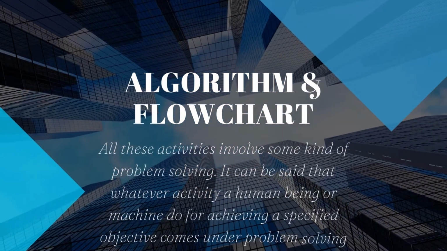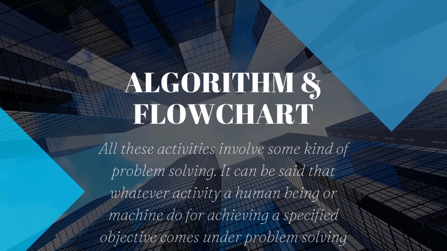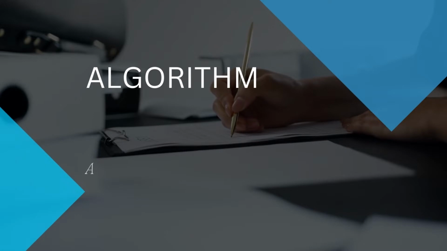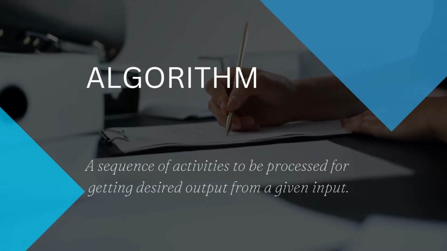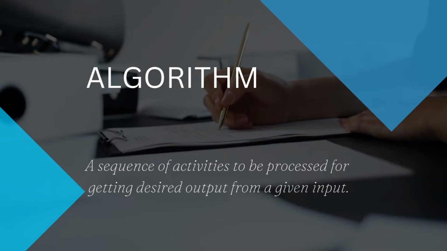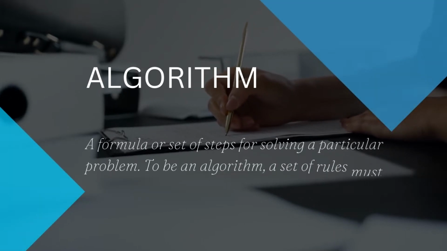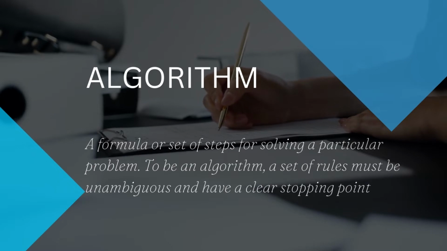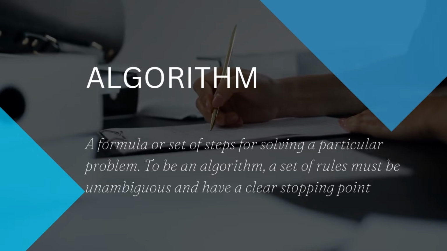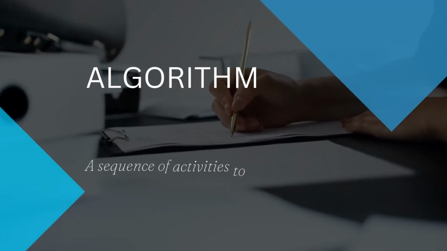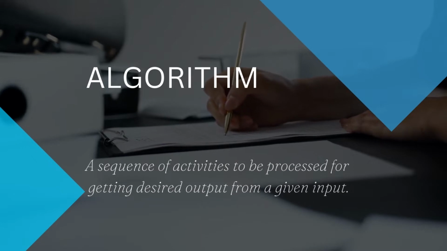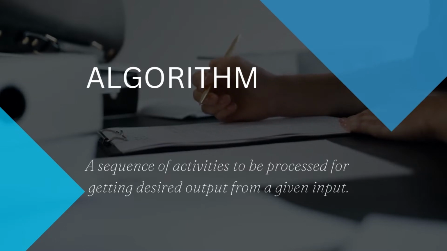It can be said that whatever activity a human being or machine does for achieving a specified objective comes under problem solving. An algorithm can be defined as a sequence of activities to be processed for getting the desired output from a given input. Wikipedia defines an algorithm as a formula or set of steps for solving a particular problem. To be an algorithm, a set of rules must be unambiguous and have a clear stopping point. There may be more than one way to solve a problem, so there may be more than one algorithm for a problem.